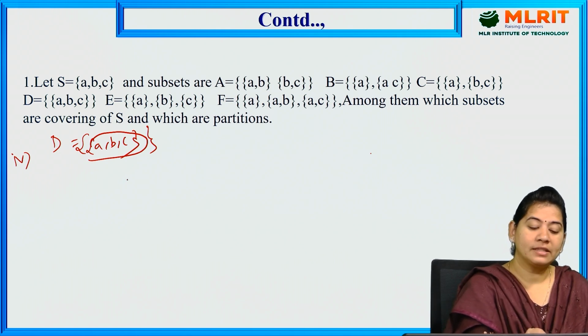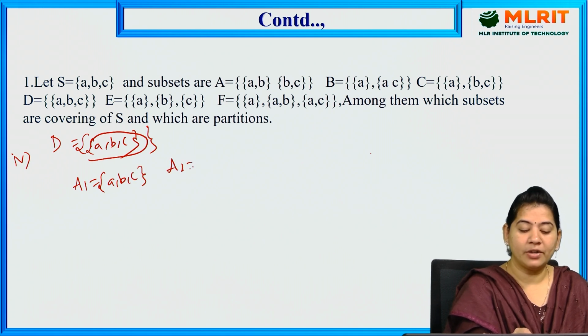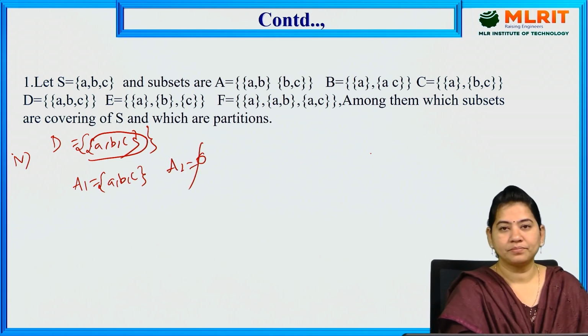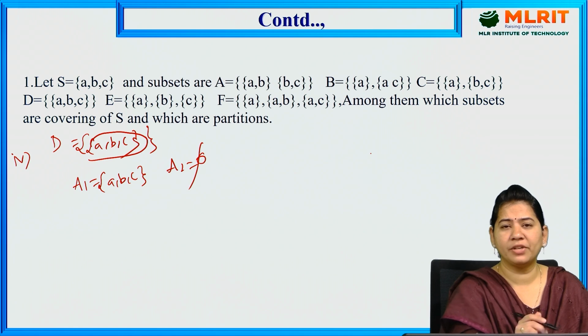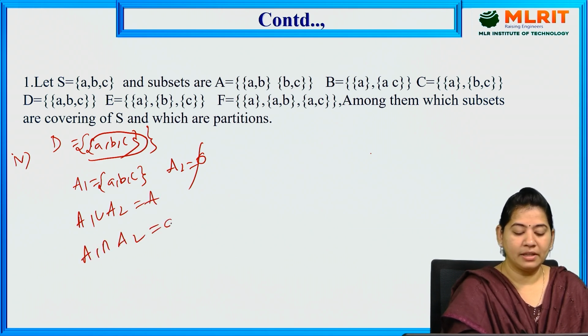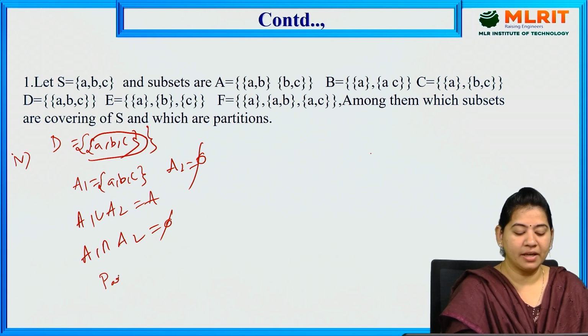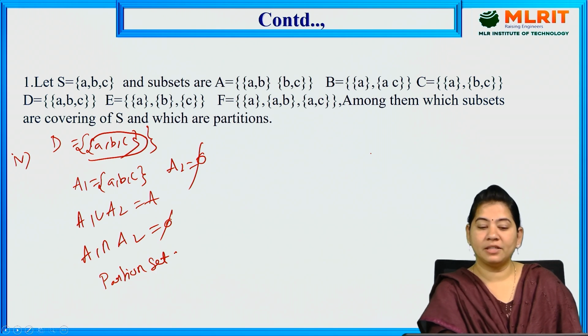Then let us consider A1 is equal to {A, B, C}, and let us consider A2 is equal to the empty set. Why? Because the empty set is a subset of itself here. So you can take A1 union A2, and you will get the original set. And if you apply A1 intersection A2, you will get the empty set here. So that means it is not a covering here. It is a partition set. D is called a partition set.